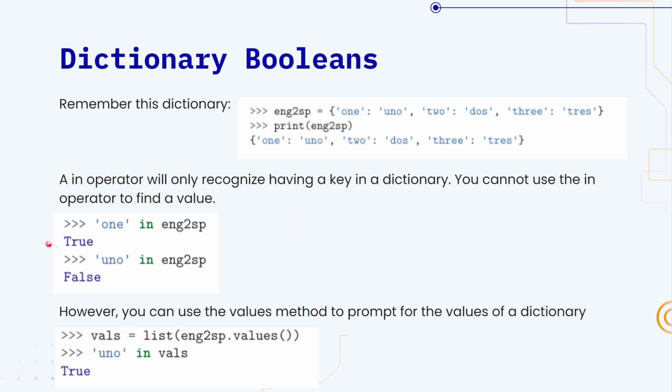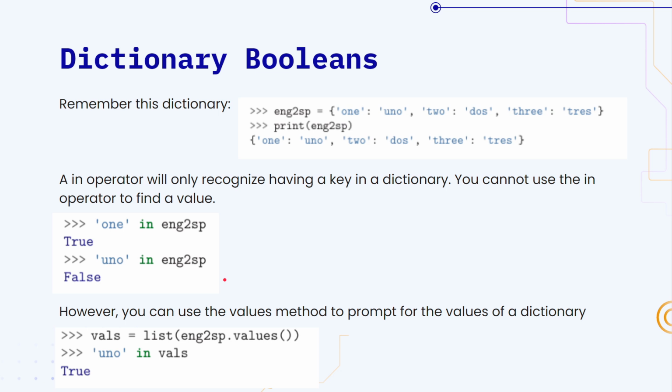So for example, if we made booleans and we prompted if there is a 1 in English to Spanish, that's going to come back as true, obviously, because there's a key value 1. However, if we asked for uno in English to Spanish, there is no key value uno. There's only 1, 2, and 3. Even though uno is a value of 1, Python doesn't recognize it, so it won't work in Booleans.